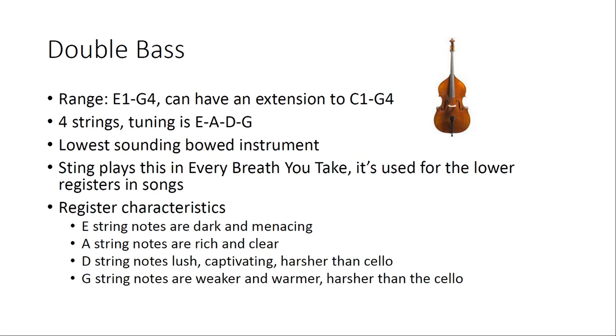And finally, we reach the double bass, the lowest sounding bowed instrument. If it helps, you can view it as the equivalent of the electric bass in a rock band. The range is from E1 to G4. It can actually be extended down to C1, so even lower. The four strings are tuned somewhat similar to a guitar. So the lowest string is E, the next one is A, followed by D and G.